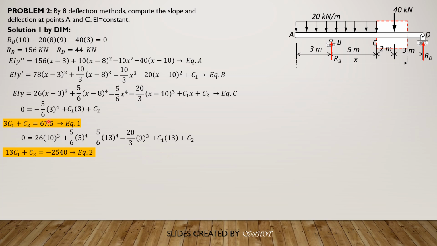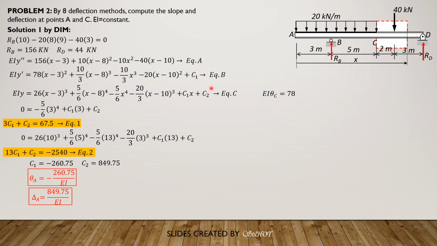So solving these two equations simultaneously by eliminating C sub 2 and then substituting the value of C sub 1 in equation 1, we get C sub 1 equals negative 260.75 and C sub 2 is 849.75. So as mentioned earlier, C sub 1 is theta A divided by EI, and C sub 2 is the deflection at A divided by EI. Therefore, theta A is negative 260.75 over EI, and delta A is 849.75 over EI.